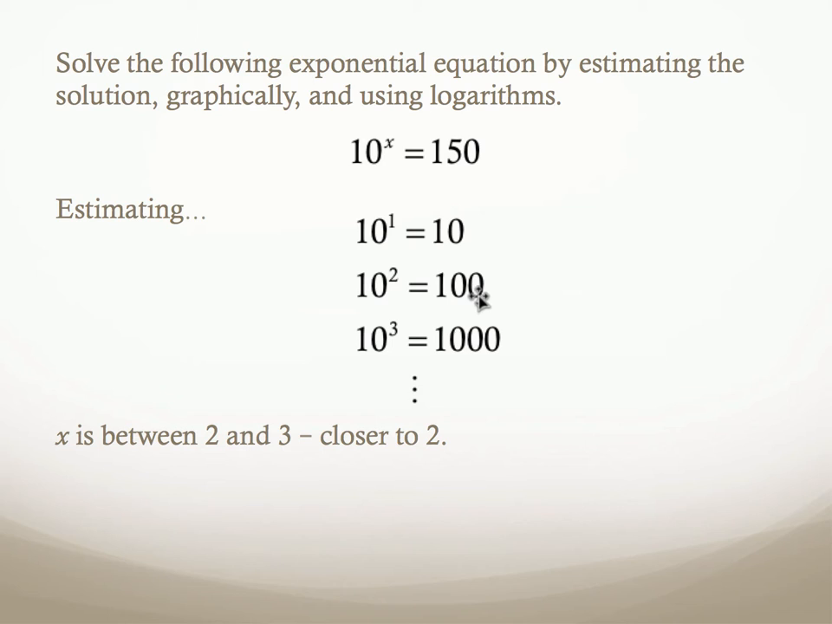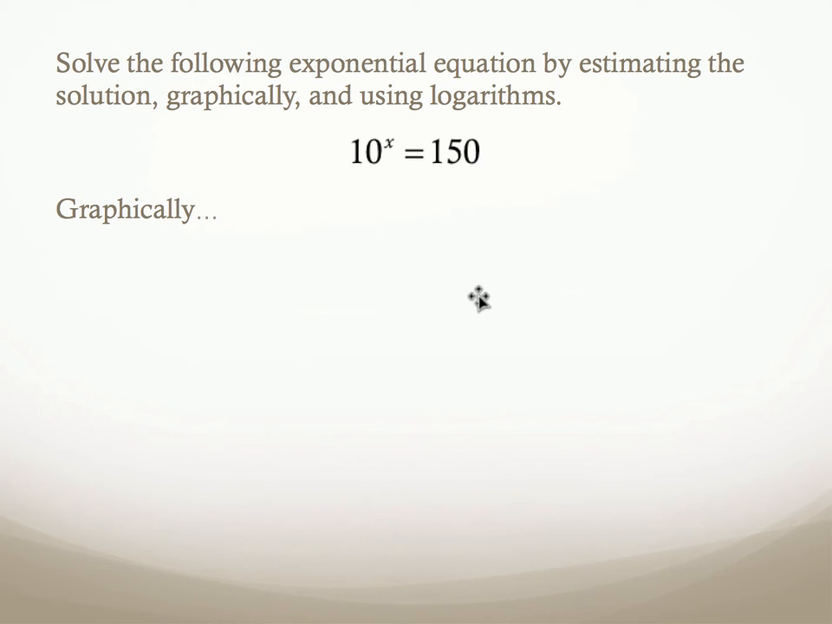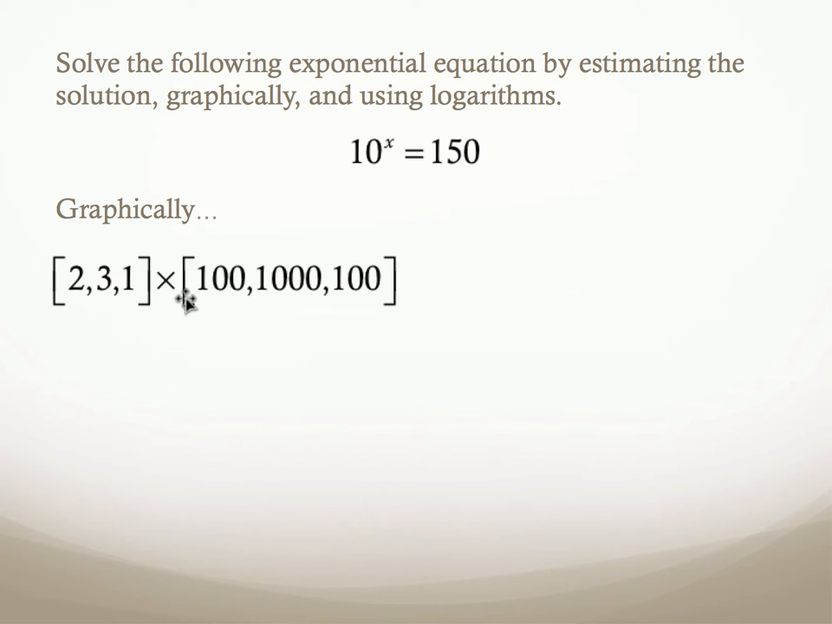We can then use this result to help us solve this graphically. So my window is pretty easy if I think about my powers of 10. I know my exponent, my x value, is going to be between 2 and 3. So I made my x min 2, my x max 3, and I'm counting it by ones. My output values, I'm just going to match up with the input values. So I'm making my minimum 100, my maximum 1,000, and then I'm just going to count them by hundreds so I get a nice graph.